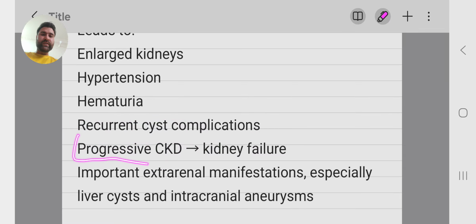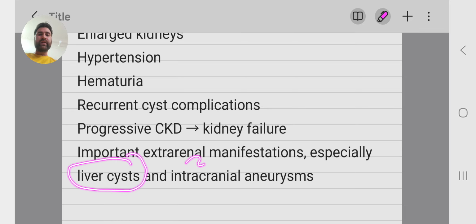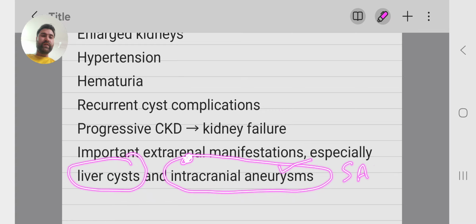Then it can lead to progressive kidney disease. If it is type 1, it leads to progressive kidney disease at the age of 40 to 50, while if it is type 2, then it can lead to progressive CKD at the age of 60 to 70. It can lead to chronic kidney disease and even ESKD. Important extrarenal manifestations are presence of cysts in the liver and also intracranial aneurysms. So these intracranial aneurysms can lead to subarachnoid hemorrhage.